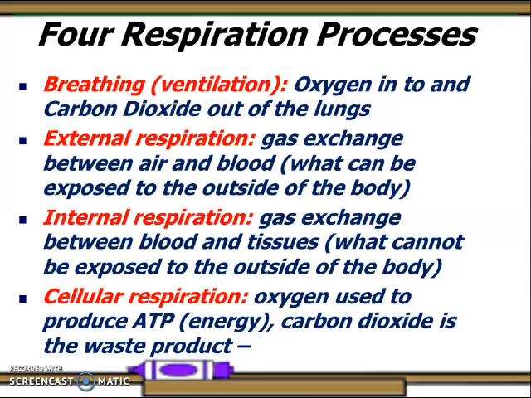Respiration in humans consists of four phases. We have breathing, the act of taking air in and out of the lungs; external respiration, exchange of oxygen and carbon dioxide between the air and the blood within the lungs; internal respiration, the exchange of oxygen and carbon dioxide between the blood and the body cells; and cellular respiration, the process of using oxygen to break down sugar in food, producing energy which is ATP in cells and releasing carbon dioxide as a waste product.